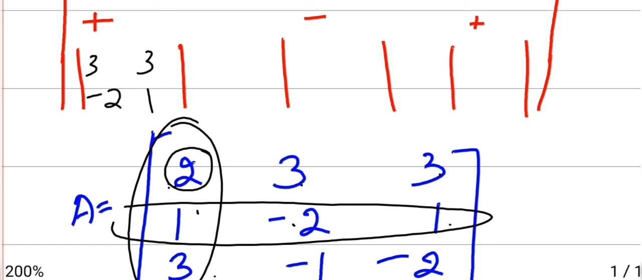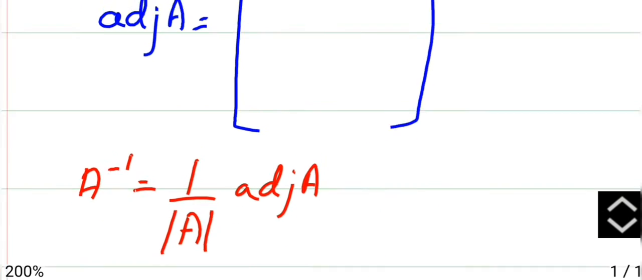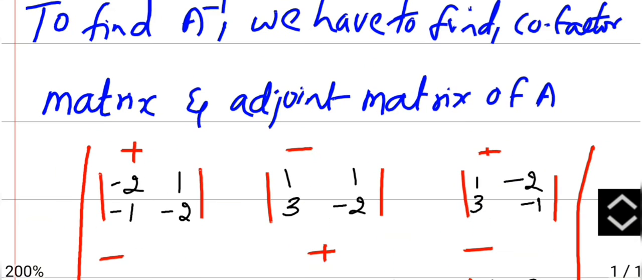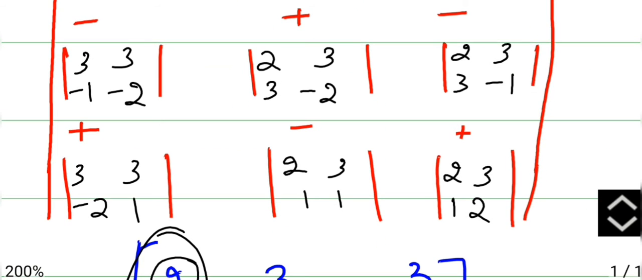And then you have 2, 3, 1, 1. And then you get 2, 3, 1, 2. So to get the adjoint here, you have to simplify these terms. You have to get the answer. So I'll just do it here itself. To make it simple, or if you want, you can do one more step.